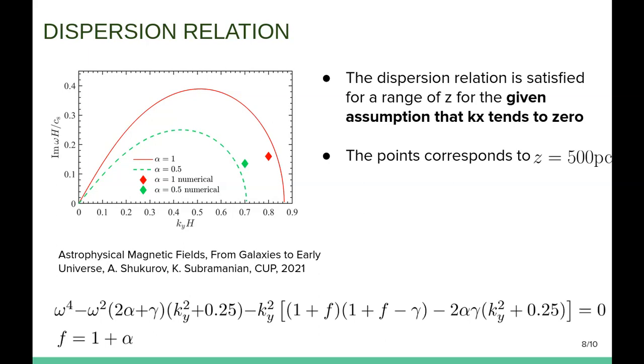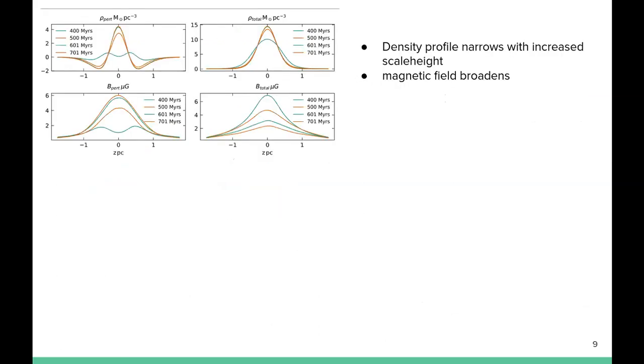And as we move further into the nonlinear phase, I want to talk a bit more about the evolution of the profiles. So what I've plotted here is the horizontally averaged profiles for the perturbation and the total values of density and magnetic field at different times. So this is no longer in the linear phase. Here I've plotted it from 400 to 700 megayears, that is early nonlinear to late nonlinear stages.